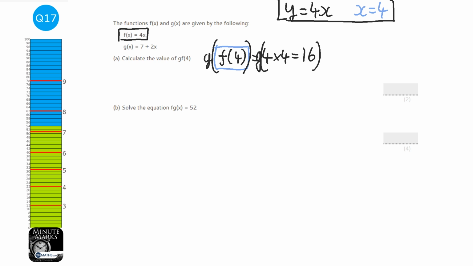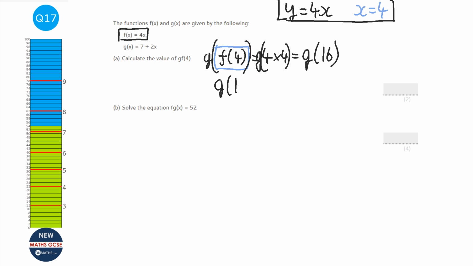Let's get rid of that. And so I still need to apply the G to the 16. So we've done the F, and the F we did first because it's closest to the brackets. So whichever one's close to the brackets you do first. Okay, we've done the F. Now we need to do the G, and we just do exactly the same thing.